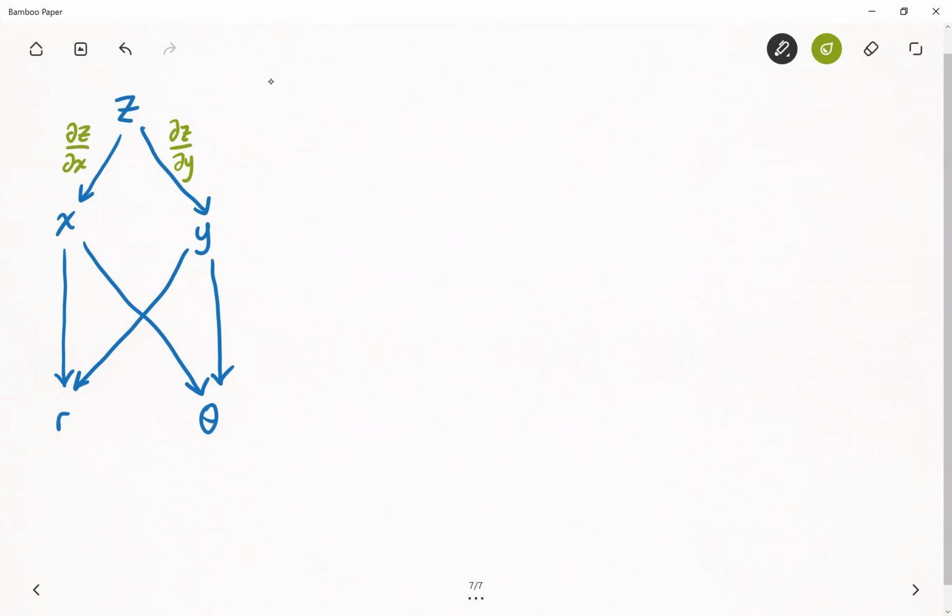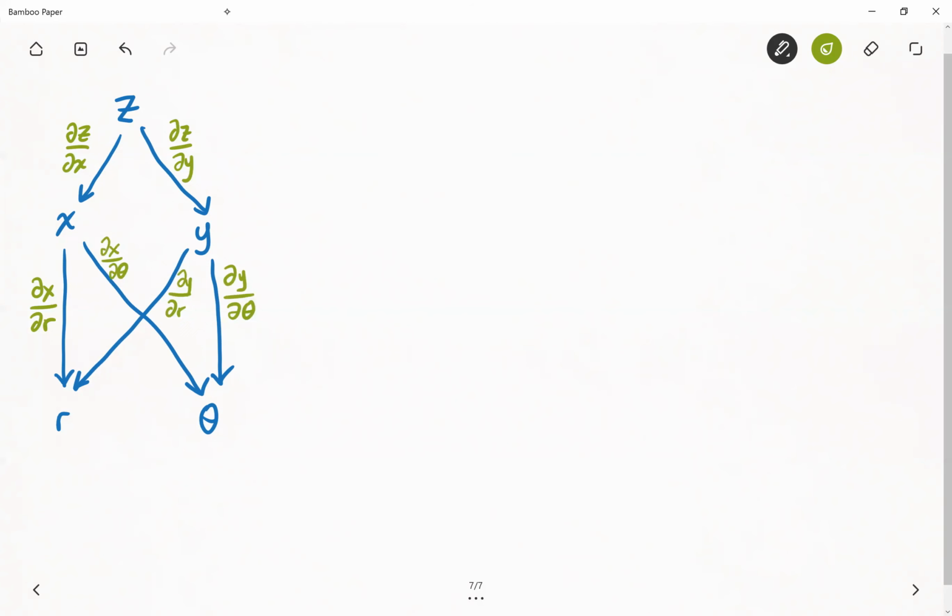As x depends on r, we could write that as dx dr. You'll notice that I'm using the partial symbol here. This is because x can be expressed in terms of two variables, and thus the partial symbol is more appropriate in this case. You can also take a look at the change in x as theta changes. I look at the change in y as r changes. I can look at the change in y as theta changes. So we have a lot of partial derivatives here.